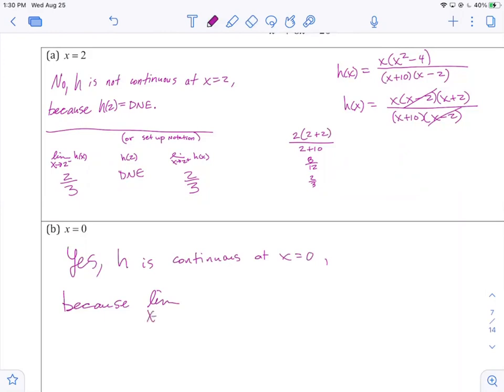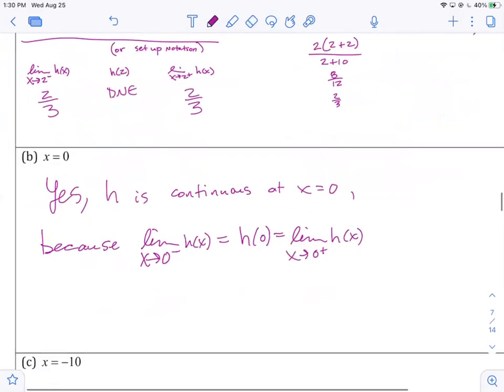Because the limit as x goes to 0 from the left of h equals h of 0, which equals the limit as x goes to 0 from the right of h. Now that's the bare minimum. If you write it like that, it's correct. You'll get full credit, right? That's just the 3-step definition.